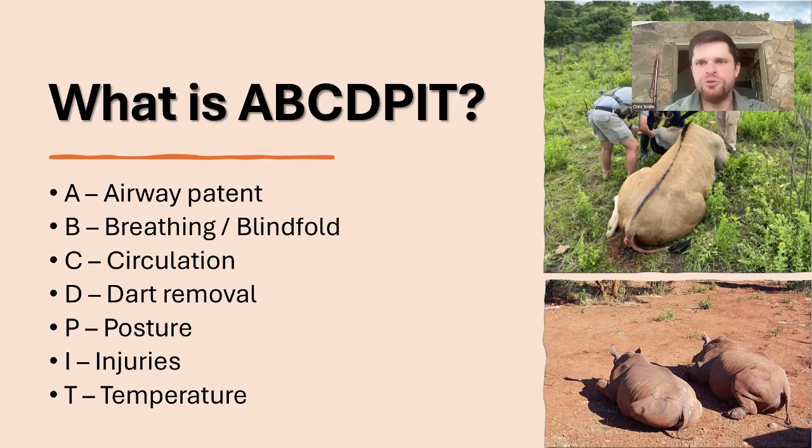All right, moving on to some of our basic monitoring that we can use. The thing that I'll always say as soon as I get to an animal is ABCD PIT. That's just to help you with your thinking. As you arrive at an animal, the first thing you need to make sure of is that the airway is patent. That's mainly looking at the nostrils or mouth in some species, but generally we want to make sure that the nostrils are open.